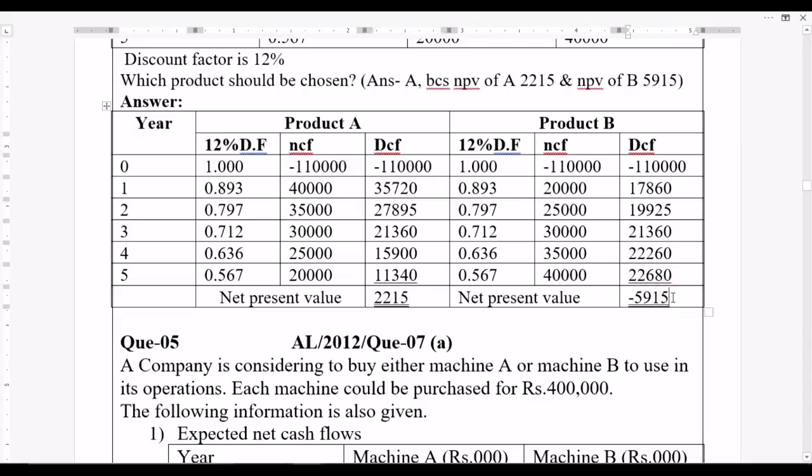So we can come to a decision now. If the net present value is positive, we can accept the project. But if the net present value is negative, that means we can't earn the amount that we spend. So we can't choose product B. So we have to choose product A because the net present value is positive, right?